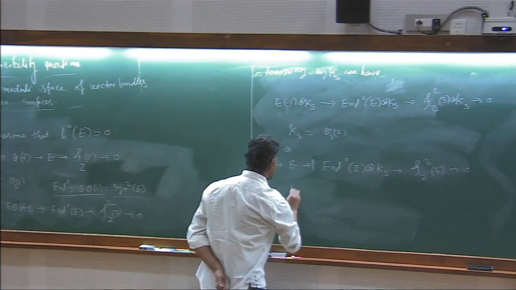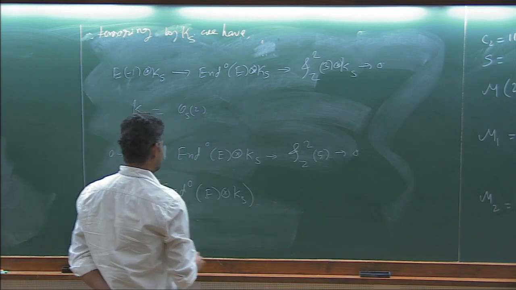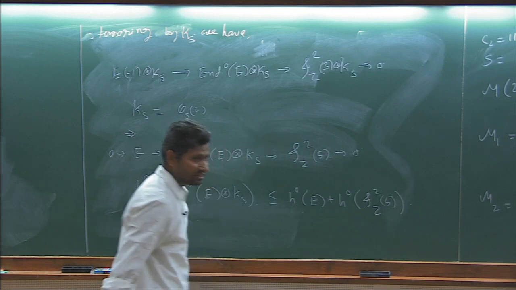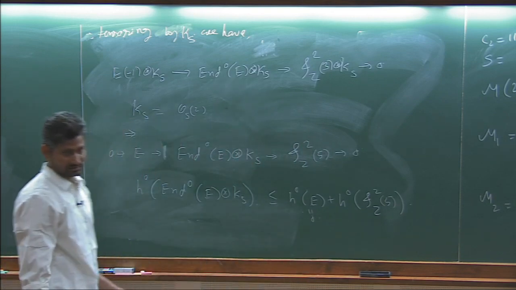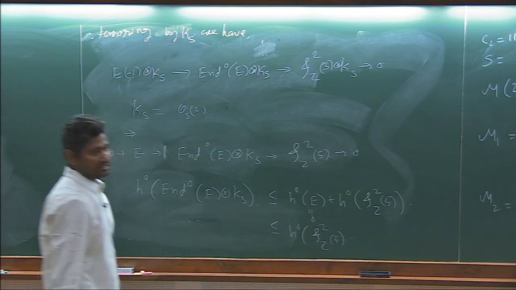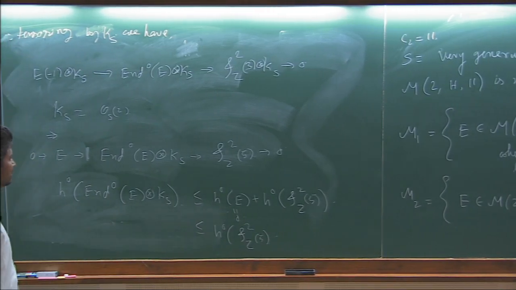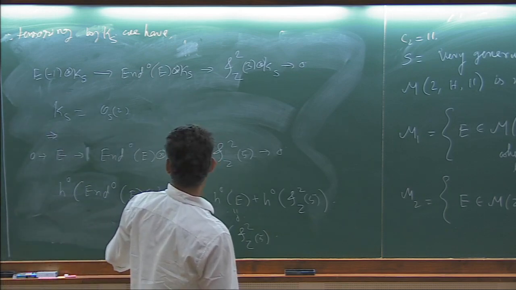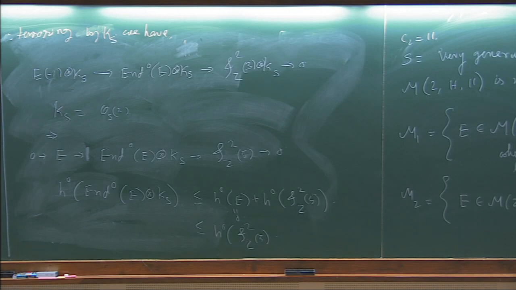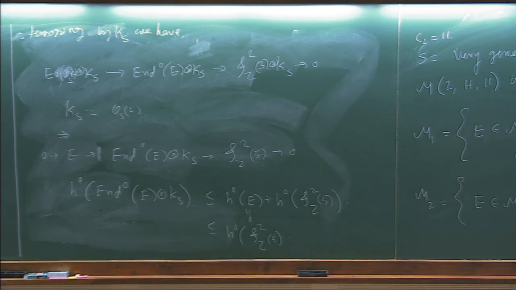So if we consider H naught, this is less than or equal to H naught of E plus H naught of I_Z squared. But we are given that H naught of E is equal to 0. So this is less than or equal to H naught of I_Z squared. Someone asks about the term on the left: it should be E tensor O(minus 2), not E minus 1. So this is the exact sequence, and I am tensoring this by K.